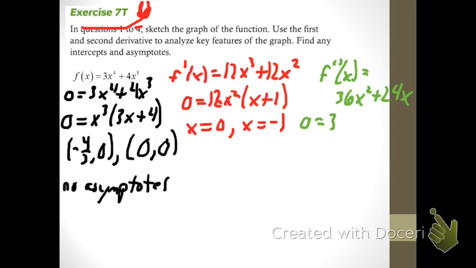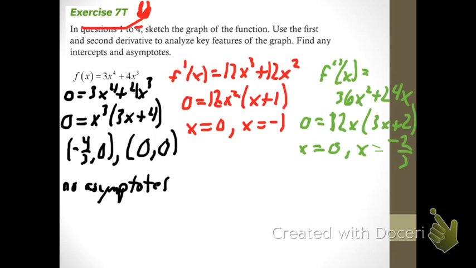From 36x squared plus 24x, you can factor out a 12x, and that will leave you with 3x plus 2. And so the second derivative can equal 0 when x is equal to 0 or when x equals negative 2/3. Those are our possible points of inflection.